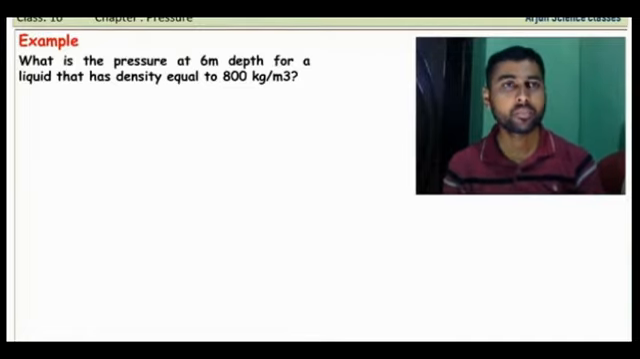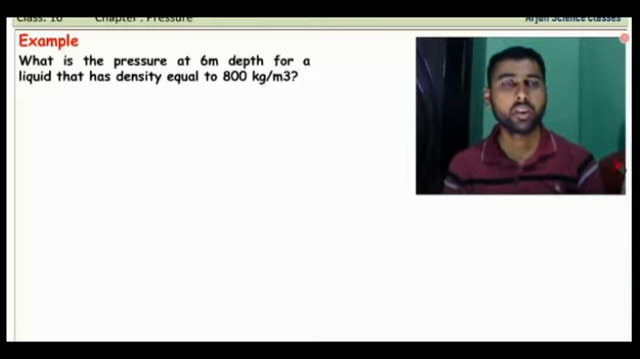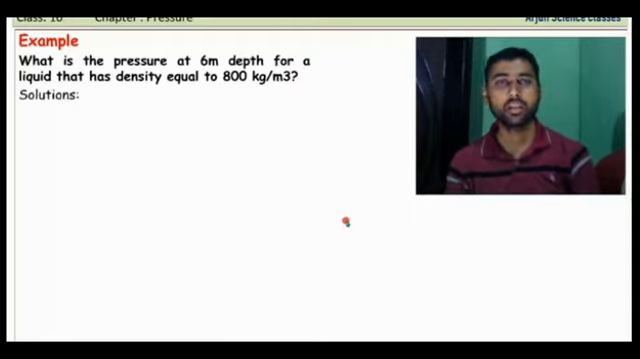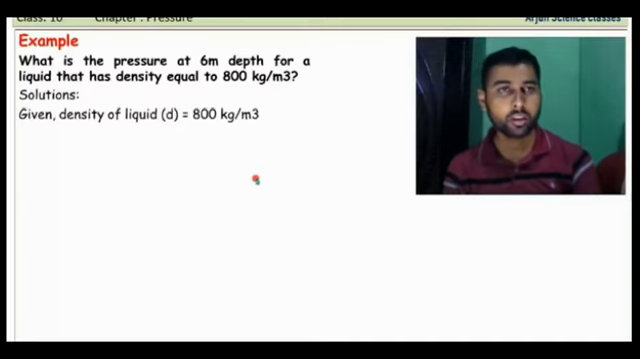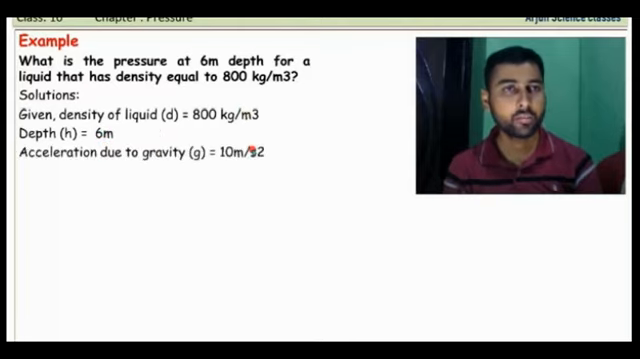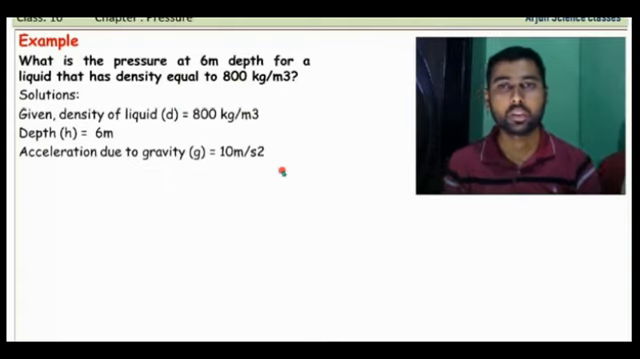Likewise, another example. What is the pressure at 6 meter depth for a liquid that has density equal to 800 kilogram per meter cube? Solution: given the density of the liquid, d, is equal to 800 kilogram per meter cube, and the depth, h, is equal to 6 meter, and we know that acceleration due to gravity is 9.8, or we can use the value 10 meter per second square.